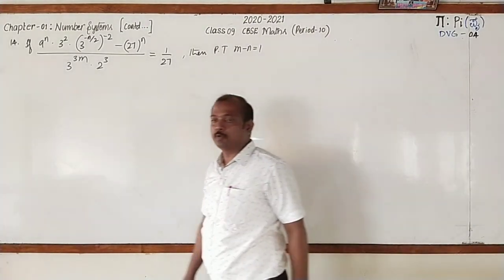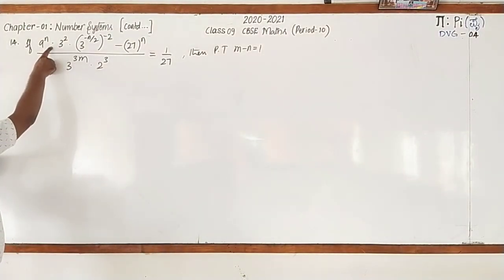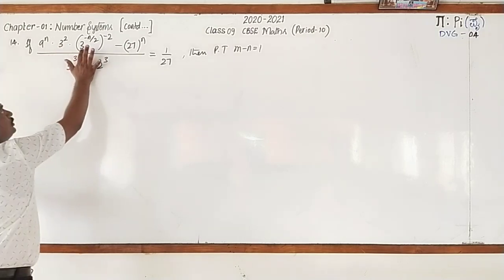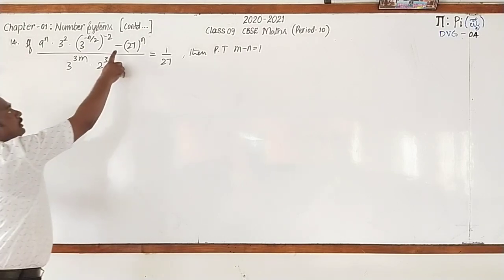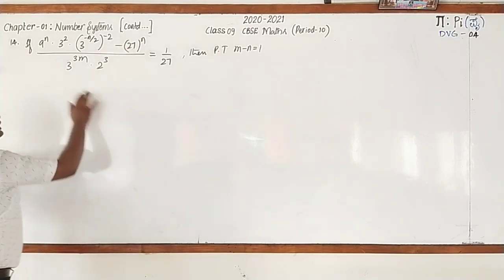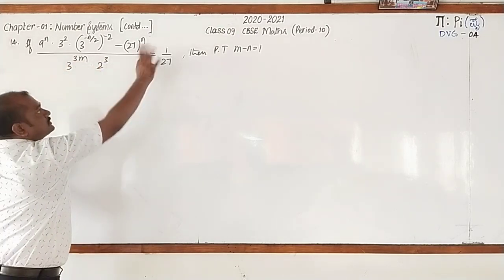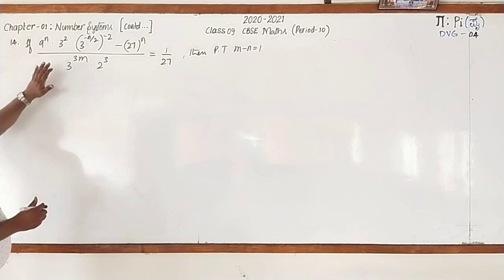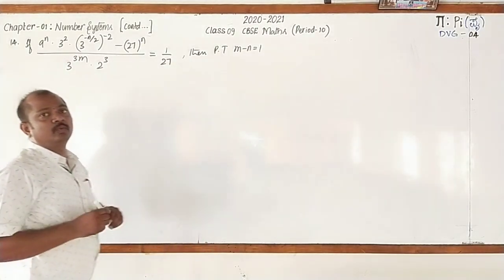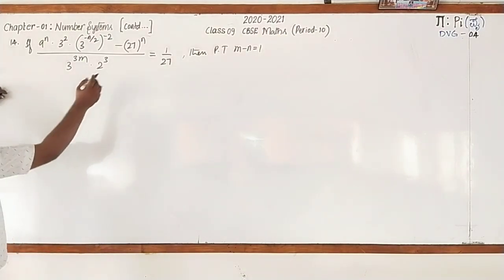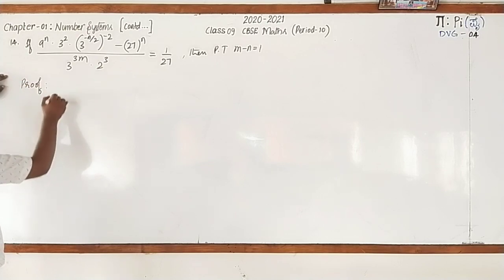Now we have one more problem. Let's go through this. (9 raised to the power n into 3 square into 3 raised to the power minus n by 2) whole raised to the power minus 2, minus 27 whole raised to the power n, whole divided by 3 raised to the power 3m into 2 cube, is equal to 1 by 27. If it is so, then we have to prove that m minus n equal to 1.